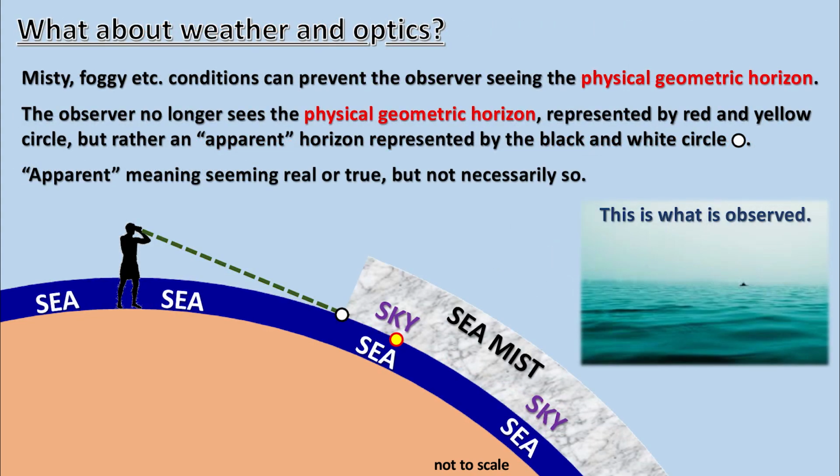What about weather and optics? Misty, foggy, etc. conditions can prevent the observer seeing the physical geometric horizon. The observer no longer sees the physical geometric horizon, represented by the red and yellow circle, but rather an apparent horizon represented by the black and white circle. Apparent meaning seeming real or true, but not necessarily so. This is what is observed.